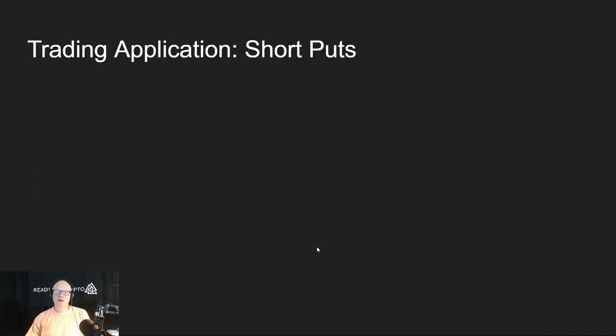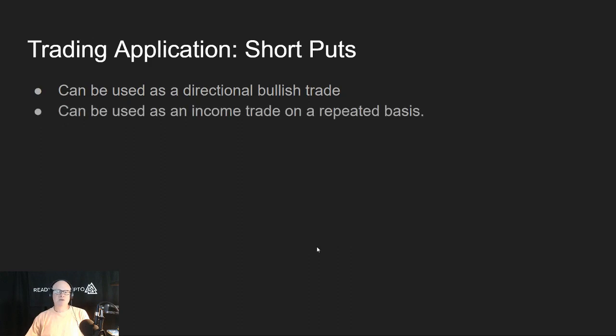So trading a short put can be used as a directional bullish trade, or as an income trade on a repeated basis. This is what I prefer. I don't typically swing these as a swing trade. You can, but it usually eats up a lot of capital. The returns are fairly low from this on purpose. You just want something that's easy to do, right? You don't have to be right.